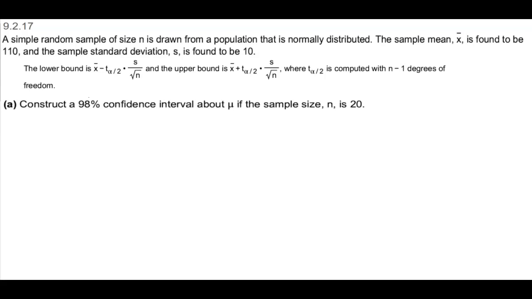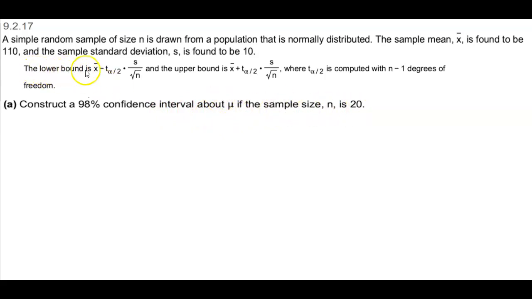Section 9.2.17. A simple random sample of size n is drawn from a population that is normally distributed. The sample mean x bar is found to be 110, and the sample standard deviation s is found to be 10. What we want to do is construct a 98% confidence interval about the mean if the sample size n is 20.